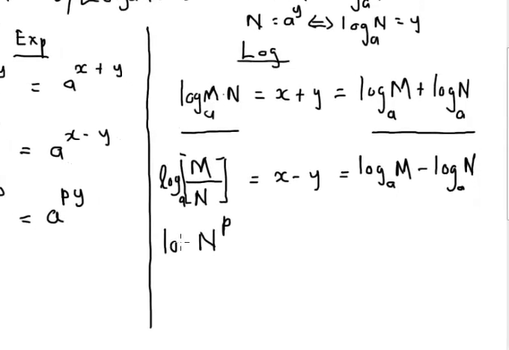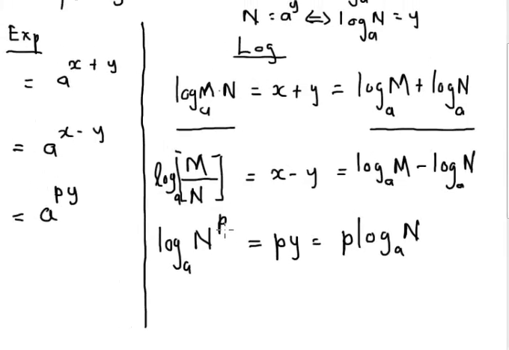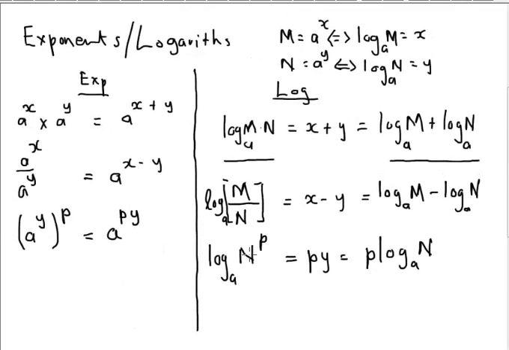Now, if I apply log base a to n to the power p, what is going to happen here? There is the log altogether. So then this says p y. But what is y? This is p log base a of n. If I get a number elevated to a power like that, to get the log of that power, I can first just find the log of n multiplied by p. Are we together, guys? Okay.